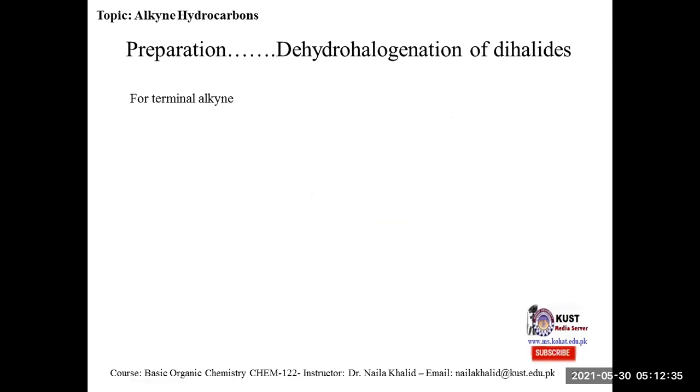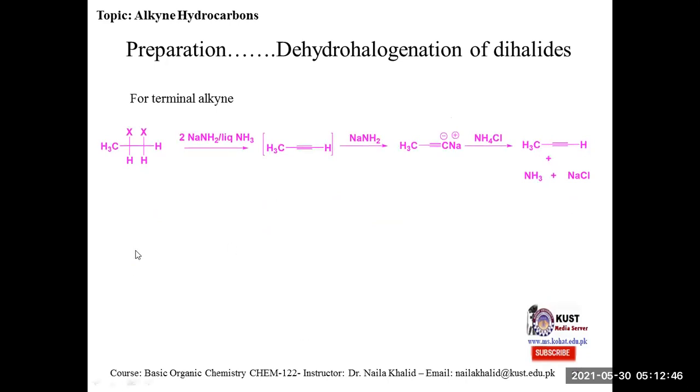And the third very important method of preparation is from terminal alkyne. You have to prepare this terminal alkyne from the dehydrohalogenation of dihalide. You have to treat it with a very strong base, that is sodamide in liquid ammonia. It will convert this into an intermediate, which is susceptible to attack by this sodium amide to give you sodium acetylide. This sodium acetylide can be converted into terminal alkyne by using ammonium chloride salt.